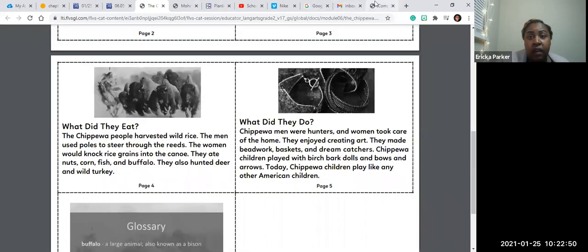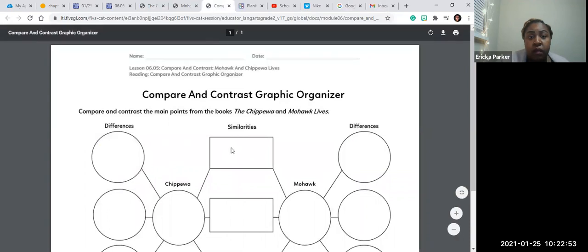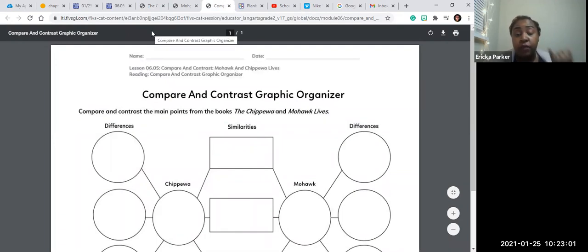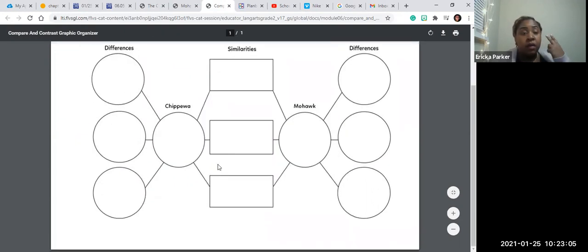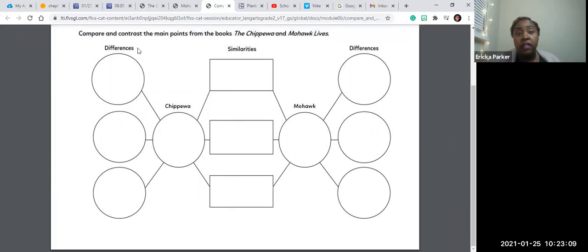So now we're looking at our chart here. Remember, there are three boxes. You need three things that are similar. That's easy. Large Native American tribe, first box. Number two is they both harvest corn.